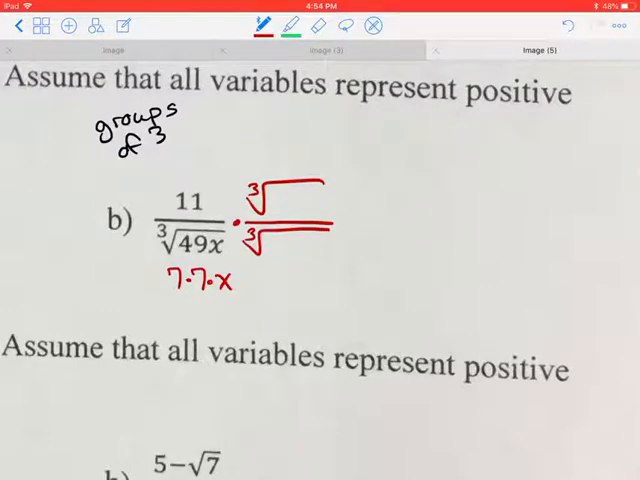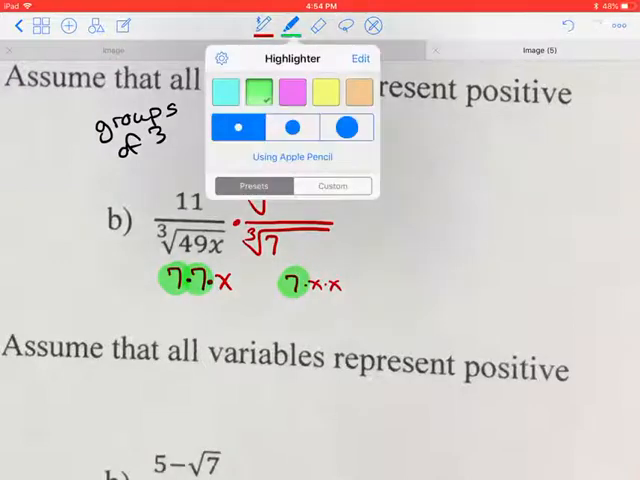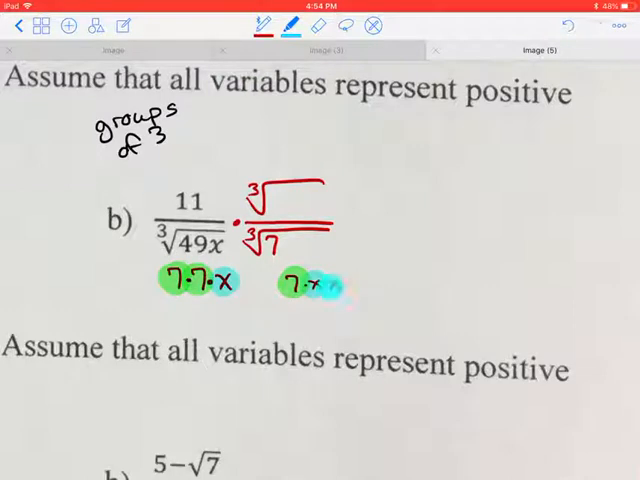I'm thinking if I have 2 7s, I need one more. Okay, so I'm going to put that 7 there. I have 1 x over here, so I need 2 more. So the idea is I should have 3 7s, and I should have 3 x's. All right, so if I go ahead and write that out, that'll be the cube root of 7x squared. I have to multiply by the same thing on the top and the bottom. So on the top, that just becomes 11 cube roots of 7x squared.